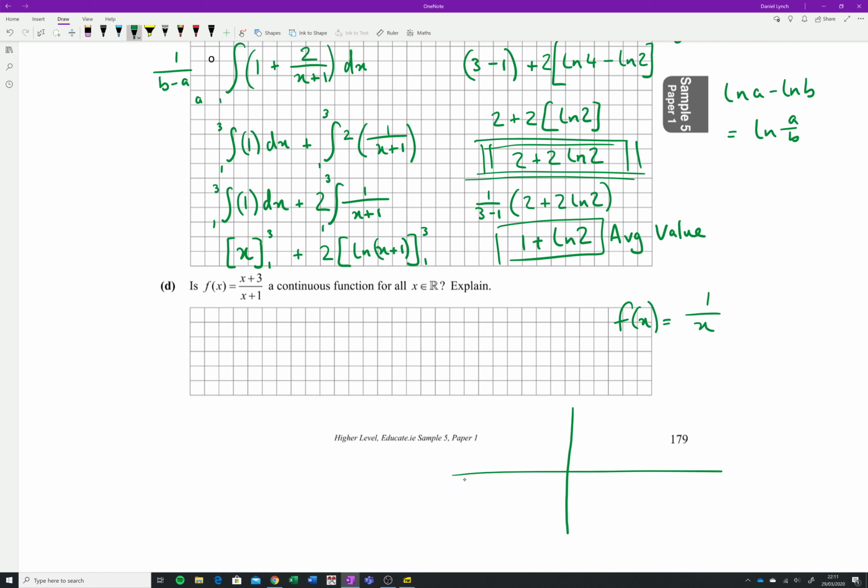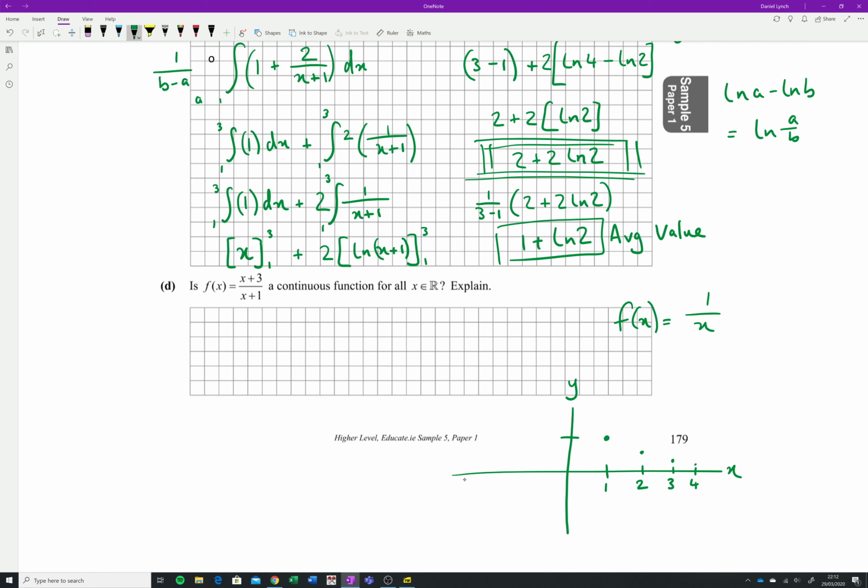Okay, as I place in, let's say, here's my y value, here's my x value. Let's say I place in an x value of 1. I'm going to get a y value of 1. But when I place in 2, I'm going to get a half. When I place in 3, I'm going to get a third. When I place in 4, I'm going to get a quarter.